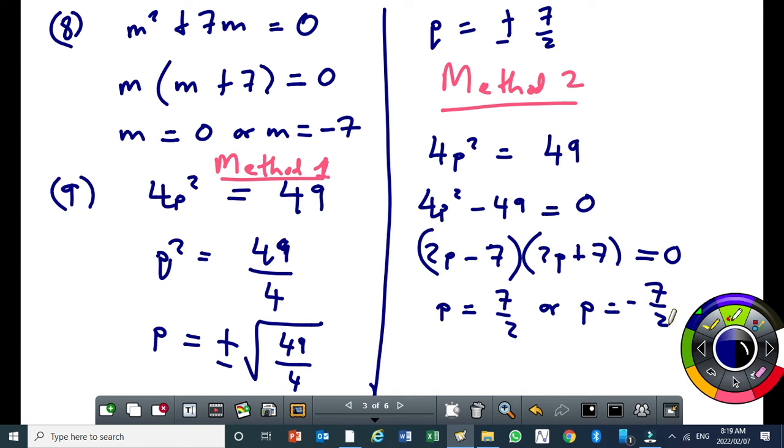So this is straightforward. Now it's your choice when you get a question where you can factorize by a difference of 2 squares. Either you can take square root both sides, or you can just factorize by a difference of 2 squares.